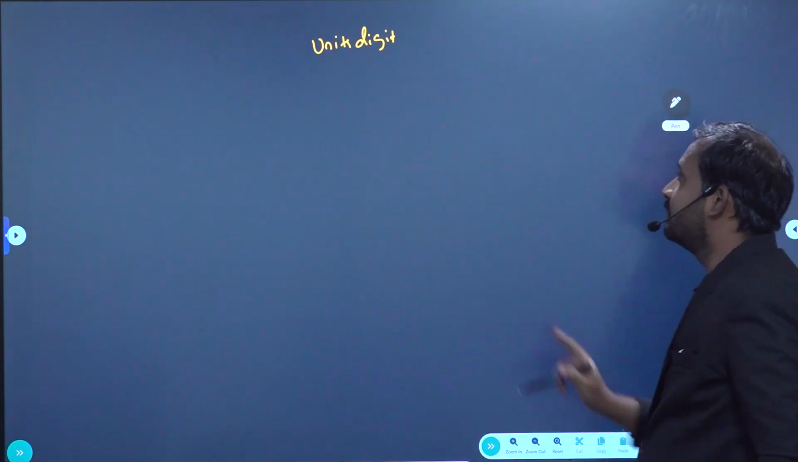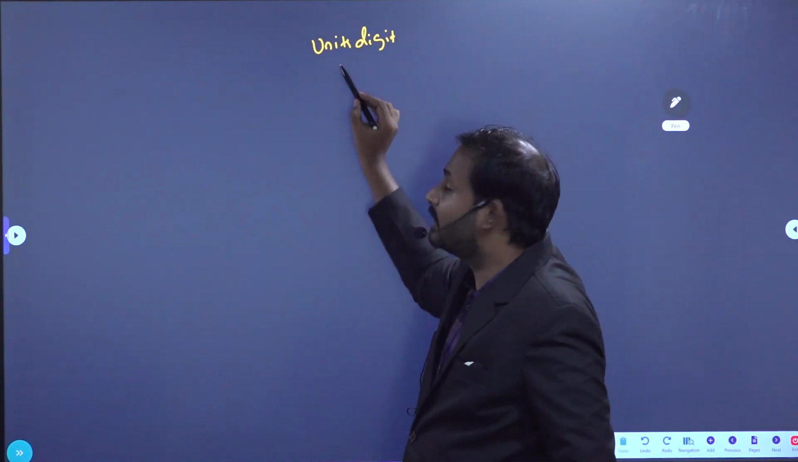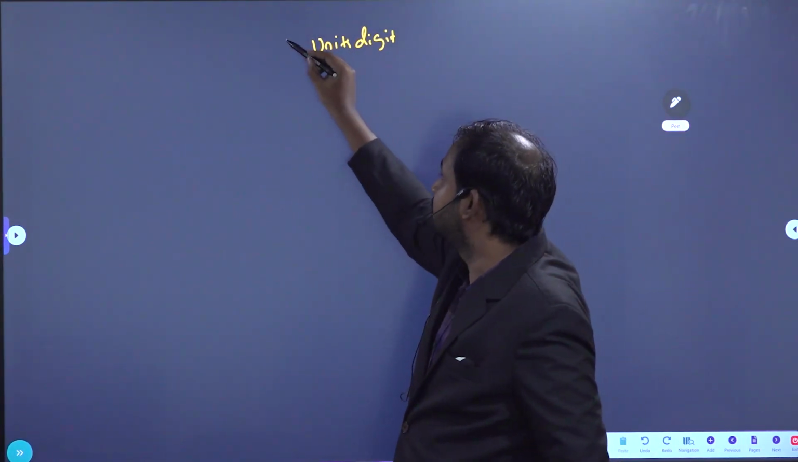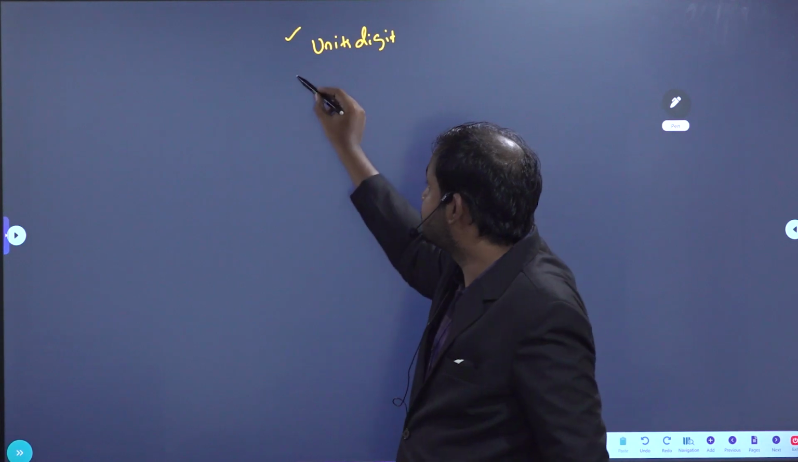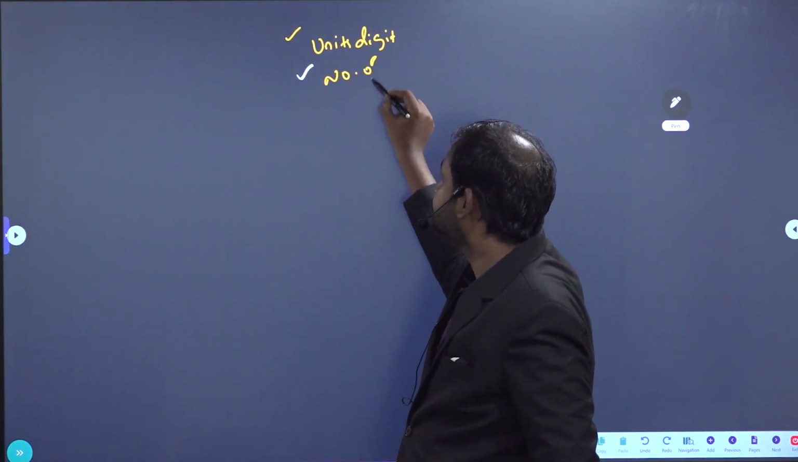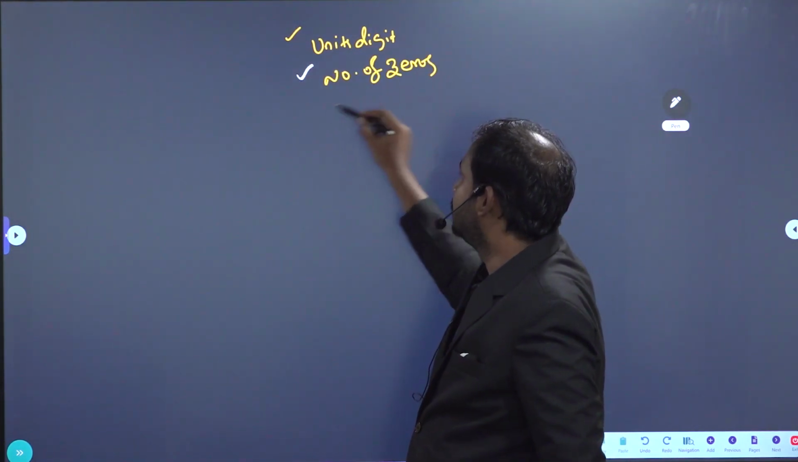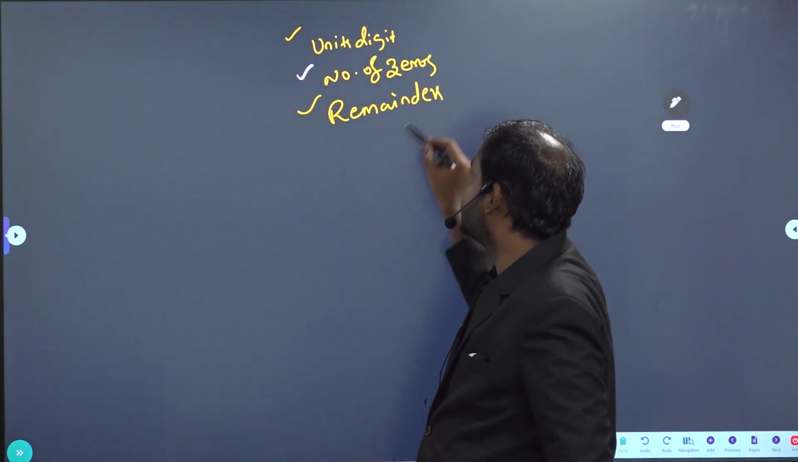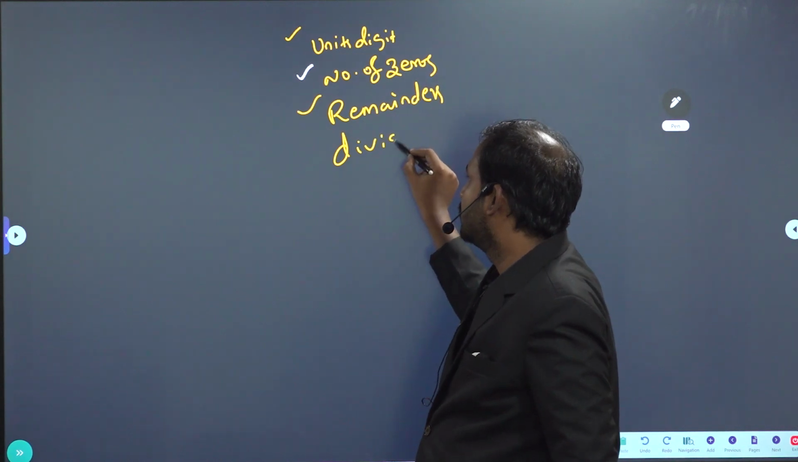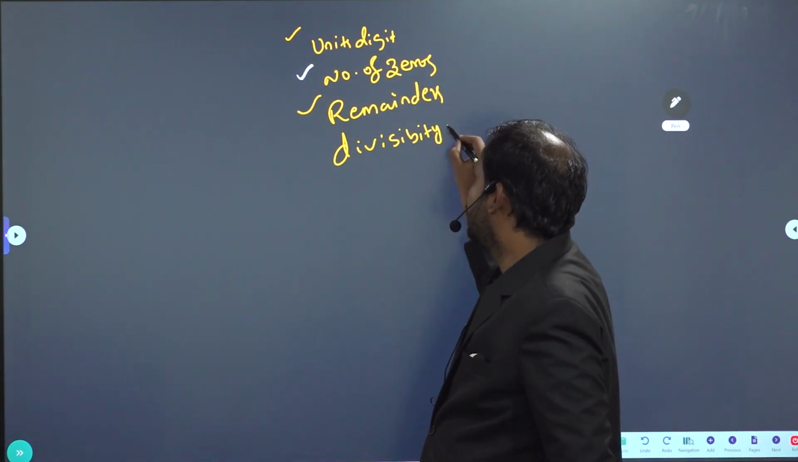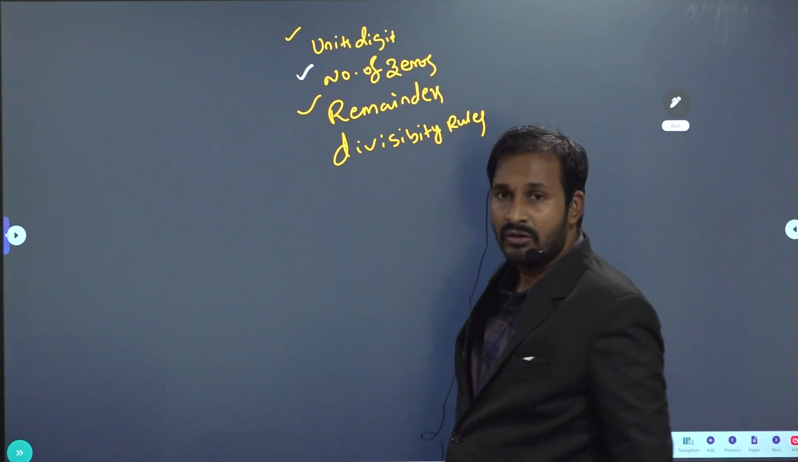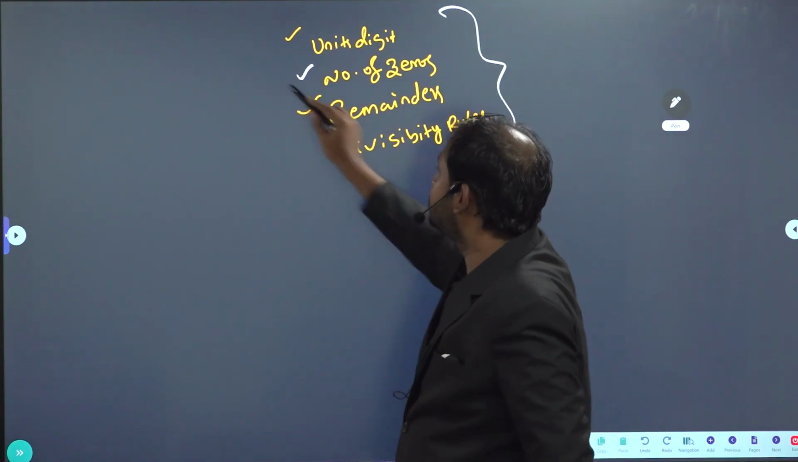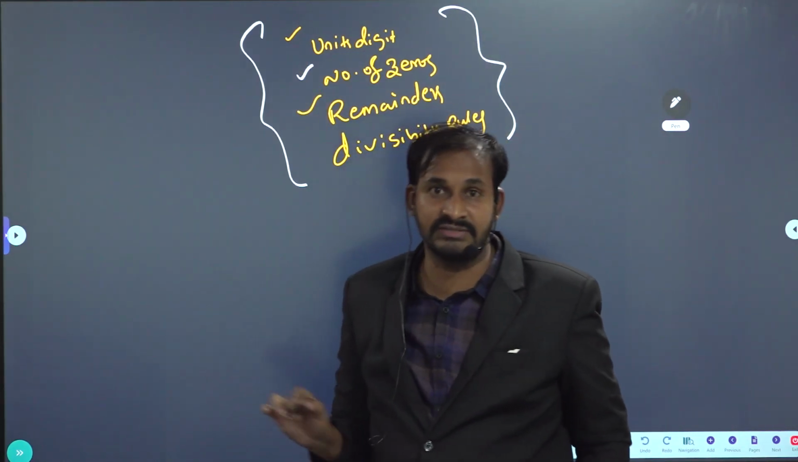Okay. Next, we will come to the next set of questions. Number system concepts like units digit. Okay. Next, number of zeros, remainders. If they ask a question on divisibility rules, little bit rules based questions. Okay. This is the next set of, not purely statements. These are the things which you need to know.